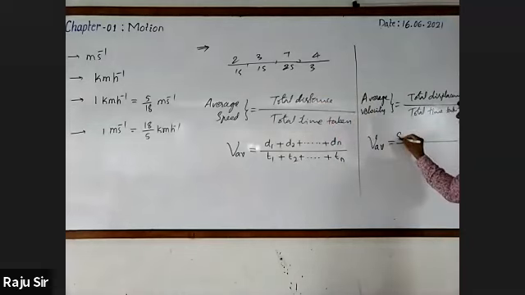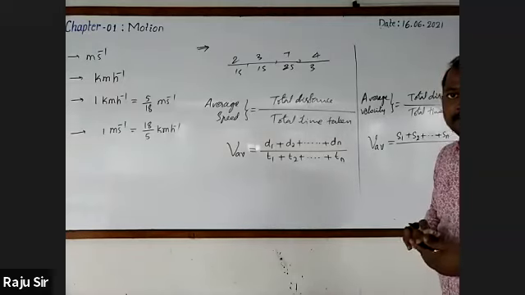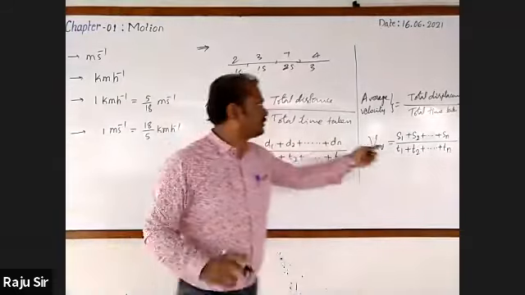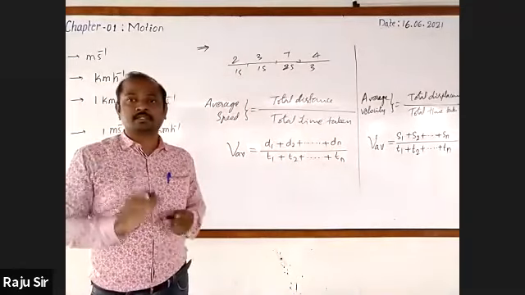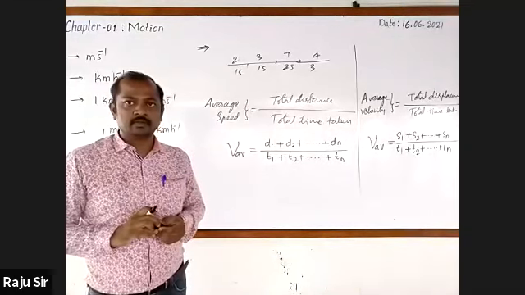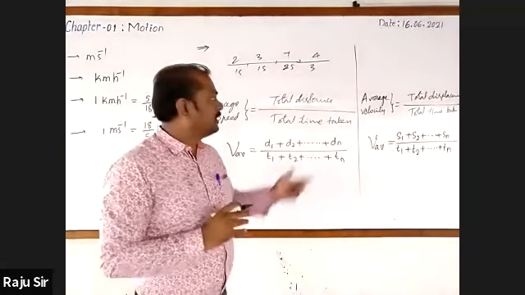The first displacement can be taken as S1, second displacement S2, third displacement S3, and so on. Last displacement, I take this as Sn. And the total time taken. The time taken for first displacement, it is T1. Second displacement, it is T2, and so on. Last displacement, it is Tn. So this is the formula used to find out average velocity. Clear up? Followed? Okay. Next, let me go for taking another situation.